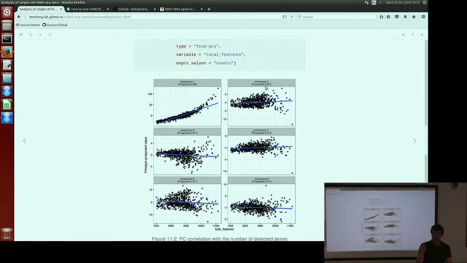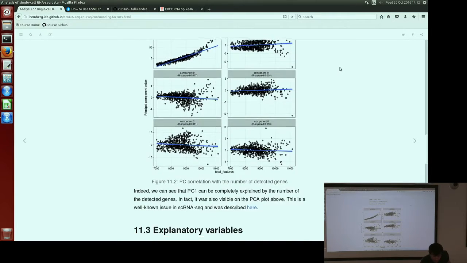Each of the points on this plot is a cell. On the y-axis we have the PC value, and on the x-axis we have the value of, in this case, total features for that particular cell. So here, PC1 is the axis of variation that explains the most variability between cells, and that is highly correlated with total features, suggesting that total features, as a variable, has a strong explanatory power for variation amongst cells.